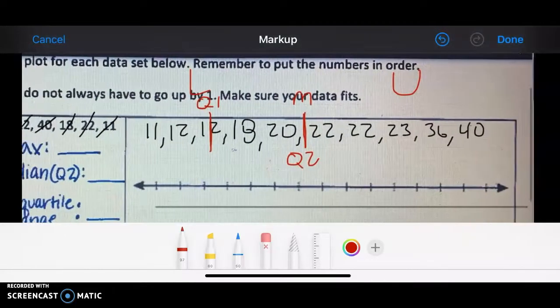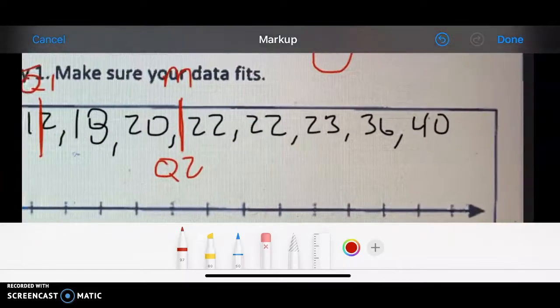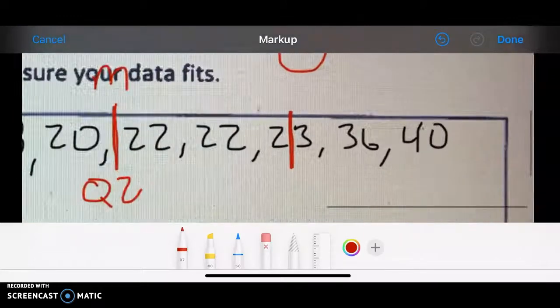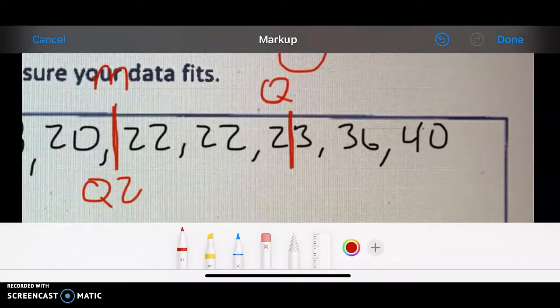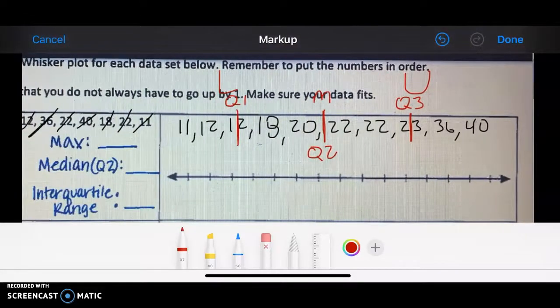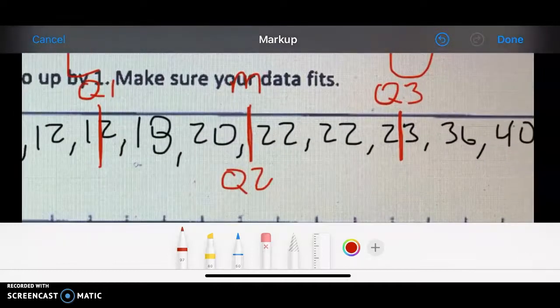Okay? So now I'm going to go to the upper half. I'm going to do the same thing. There are 1, 2, 3, 4, 5 numbers. So that means the middle number, meaning the third number, I'm going to put a mark over that. That is 23. That is known as quartile 3. Okay. So these are called box plots. All right. So we are going to now turn this into a box.